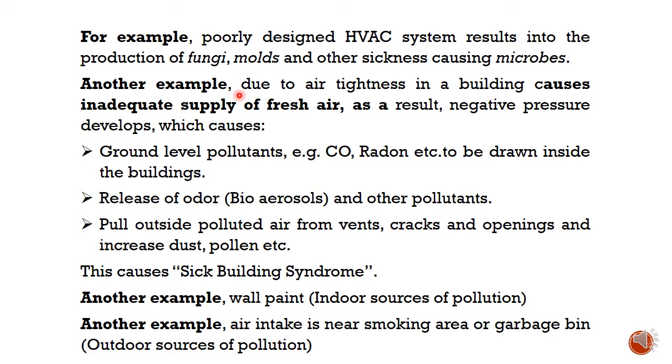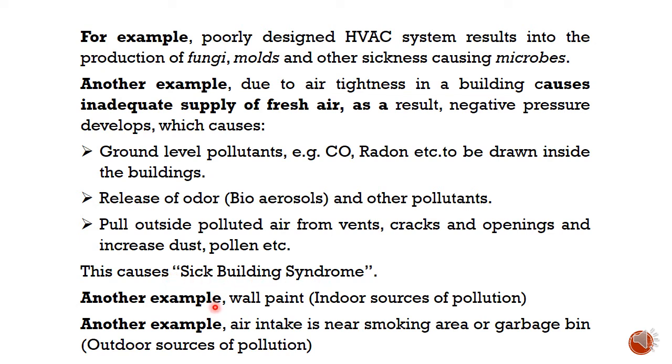Another example of bad indoor air quality is due to air tightness in a building, caused by an inadequate supply of fresh air. As a result, it will develop negative pressure in the building. If the outside pressure is higher than the pressure in the building, pollutants from the outside will be drawn into the building, for example, ground level pollutants, CO, radon, etc., and release of odor, bioaerosols, and polluted air from the vents, cracks, any openings in the building. Dust, pollen, everything will be drawn inside the building, and this will cause sick building syndrome.